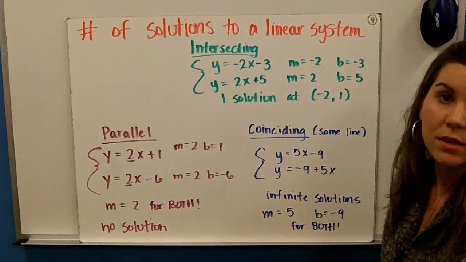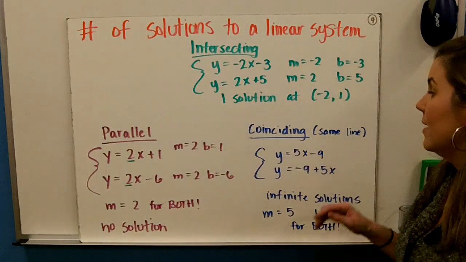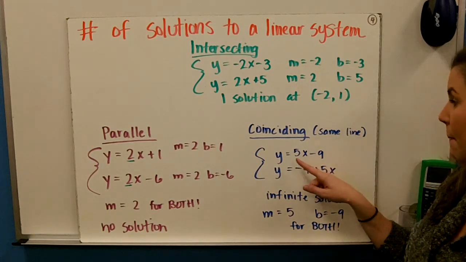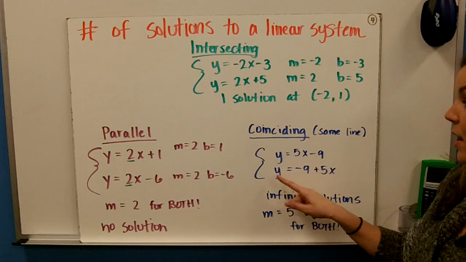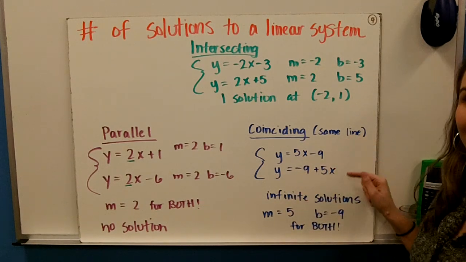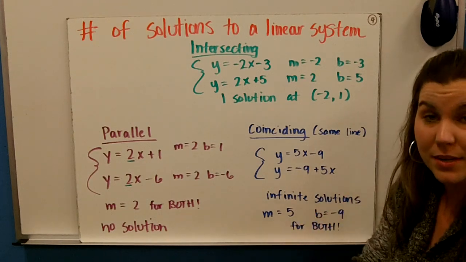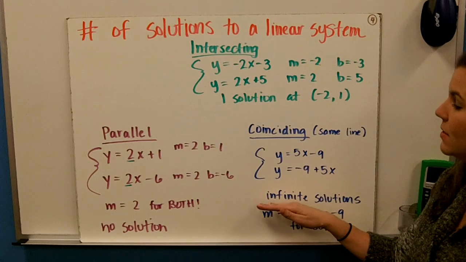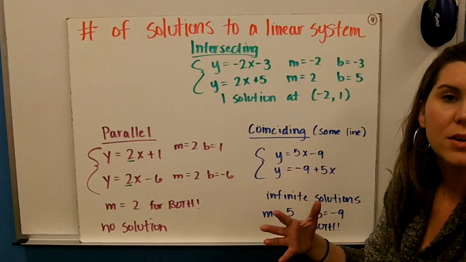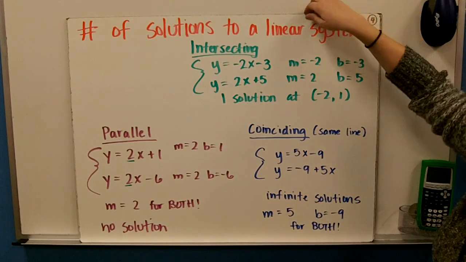Coinciding lines. It's just a fancy word to say they are the exact same line. They have the exact same slope, and they have the exact same y-intercept. Y equals 5x minus 9, and y equals -9 plus 5x. You can just reorder this, and they are exactly the same. Same slope, 5, same y-intercept, -9. This means they are the same line. They meet everywhere. Lines go on and on forever, so they have an infinite number of solutions.